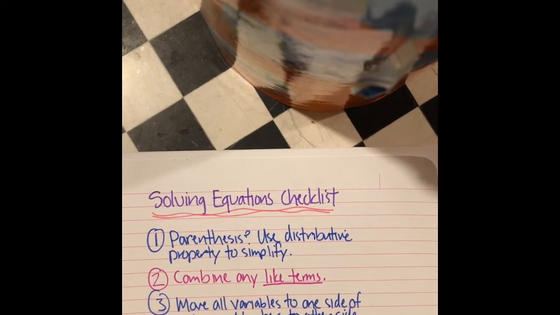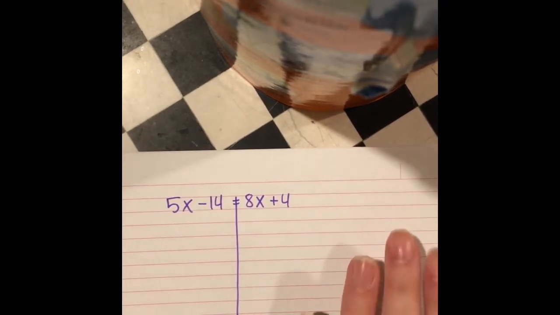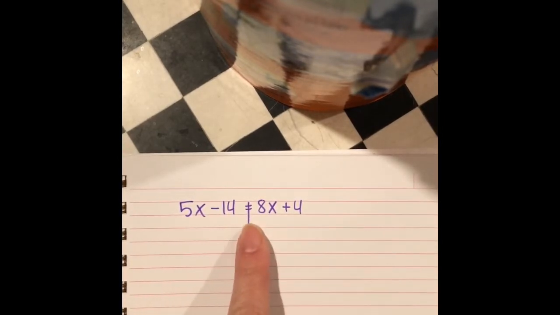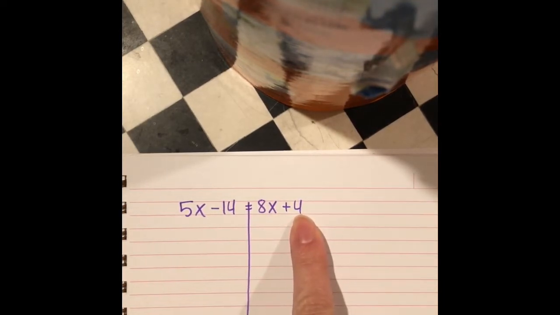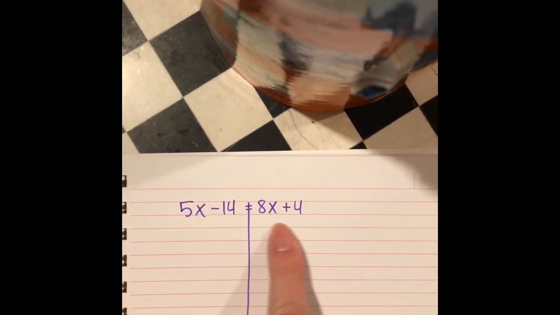Also, if you're getting a level 4, you want to plug that answer back in to make sure it works. All right. This equation features variables on both sides. We have 5x minus 14 is equal to 8x plus 4. I've already drawn a line through my equal sign so that I can make sure that I keep my work rewritten on both sides.